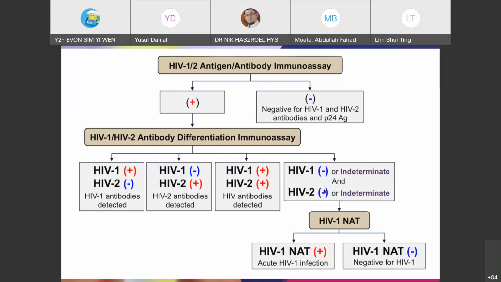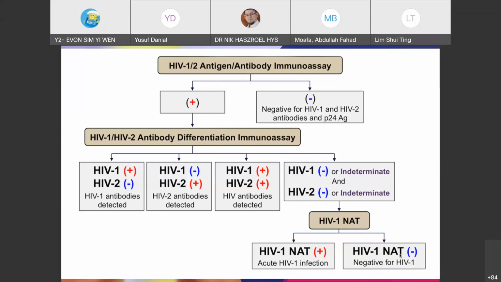However, if it's negative or indeterminate, then you have to do a NAT test, because as we have mentioned, the patient could have the antigen but not the antibodies just yet. They haven't developed. So you just go for the NAT test. Maybe this test has detected the antigen. If the patient is positive, then you just diagnose with HIV.